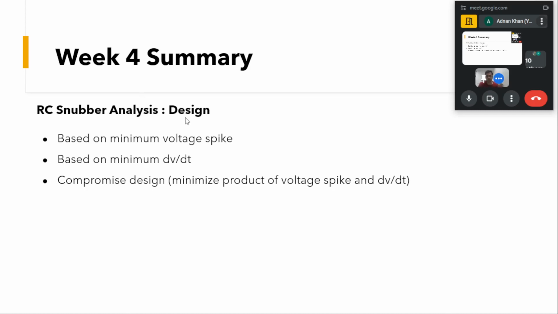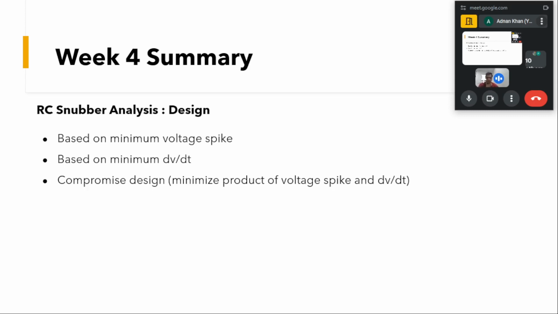The other thing is, before designing the snubber, there are three factors we had seen for which we will design these snubbers. The first thing is, if we want to design the snubber for the minimum voltage peak, that means we have a limitation that the voltage peak should not go beyond a certain voltage. Then we design our RC snubbers with regards to that, so that our voltage peak is limited.